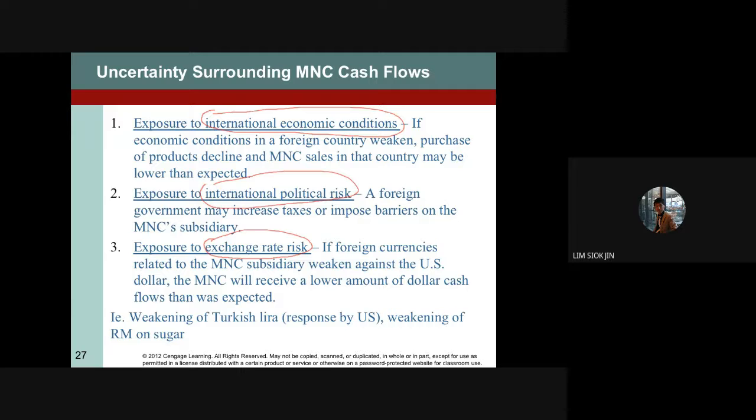Secondly, international economic condition. Certain countries' economies may be bad. Like COVID-19, some countries handle it well, like China. They handle it quite well. Even if you look at Europe, now everything is almost back to normal, where people can go out. Some even don't wear masks. They go out, no problem. In Malaysia, no. Our recovery is a bit slower. So economic condition will also affect the MNC.